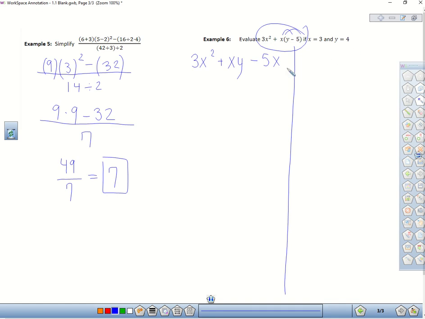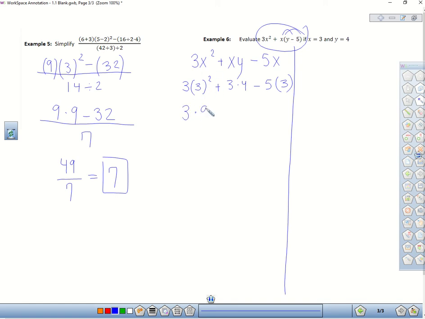So now I'm going to plug in the values for my variables. So that's going to be 3 times 3 squared plus 3 times 4 minus 5 times 3. Now I'm going to use order of operations again, so we know that grouping comes first. Well, the grouping that I put in is really just an indicator of multiplication, and there's nothing I can do inside the parentheses here, so I'm going to go ahead and do the exponent.